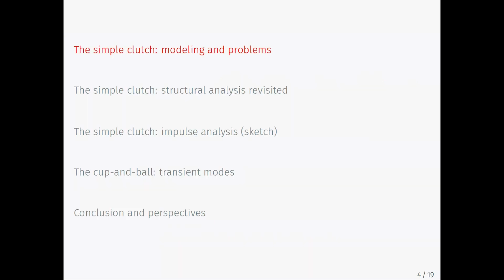More precisely, we will start by presenting the model and showing how and why issues occur with these tools. As they are related to structural analysis, we will show how we revisit it so that both modes and mode changes are studied. The clutch model being impulsive at a mode change, we will also sketch the specific handling of this impulsive behavior. Before concluding, we will still say a few words about the cup and ball model, as it raises an interesting question that is not addressed by the clutch model.